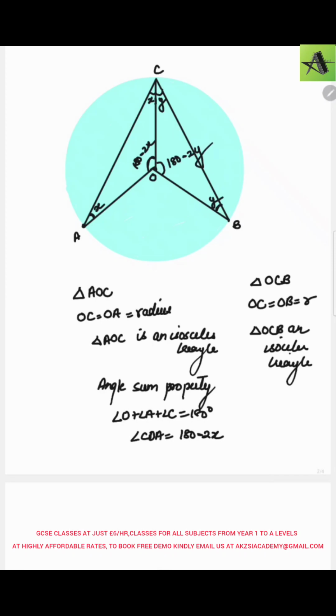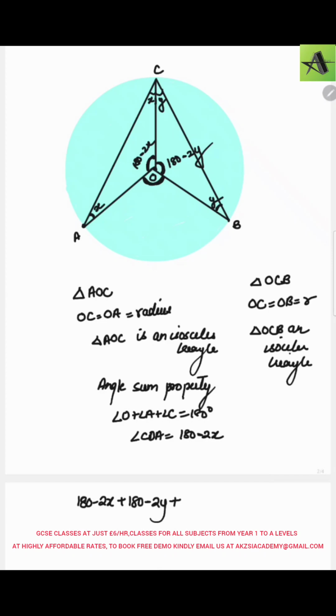Now one more thing. If I say this whole angle, these three angles, which three angles? This 180 minus 2y, 180 minus 2x, and this third angle, if I add them all up, it will give me 360, because angle in a whole circle is 360 degrees. So I'll be saying 180 minus 2x plus 180 minus 2y plus your third angle, which is angle AOB.